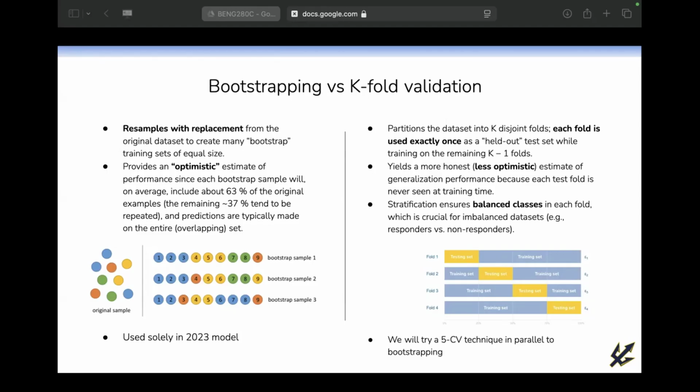But on the flip side, k-fold cross-validation splits the data into k separate groups or folds and tests the model on each fold once while training on the rest. So I added a little graphic to explain that right here.